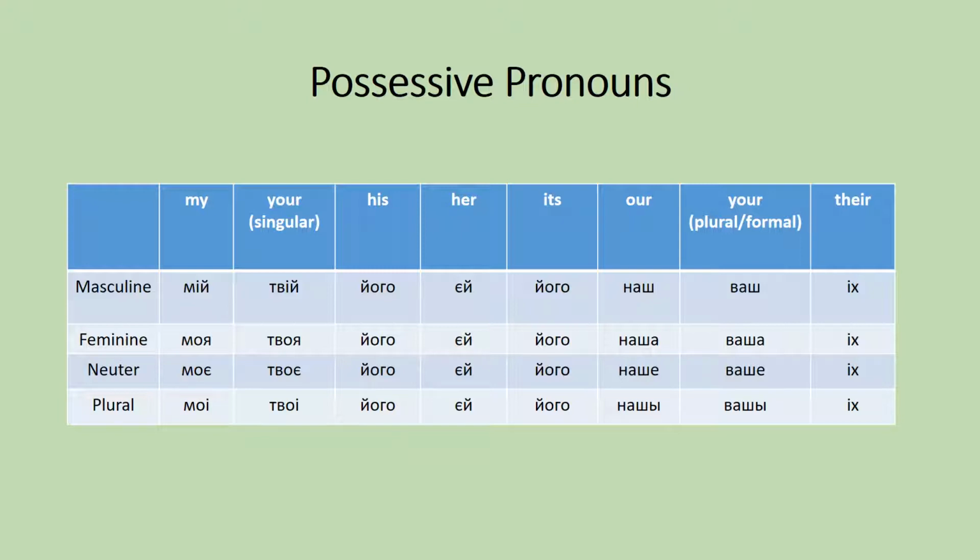Lastly, we'll go on to the plural. My is moi. Your singular is twoi. His is jeho. Her is jej. Its is jeho. Our is nasze. Your plural or your formal is wasze. Their is ich. Notice that for his, her, its, and their, the possessive pronoun does not change depending on gender or whether the noun is plural or singular.